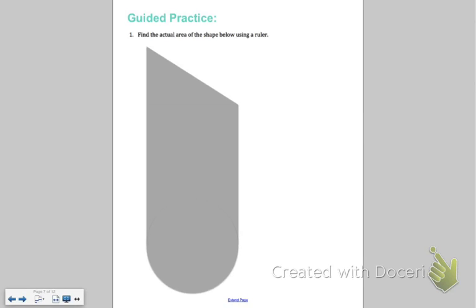You are going to be using rulers today. You're not going to be rulers, you're going to be using rulers. So we're going to use centimeters, and you're going to round to the nearest quarter of a centimeter.